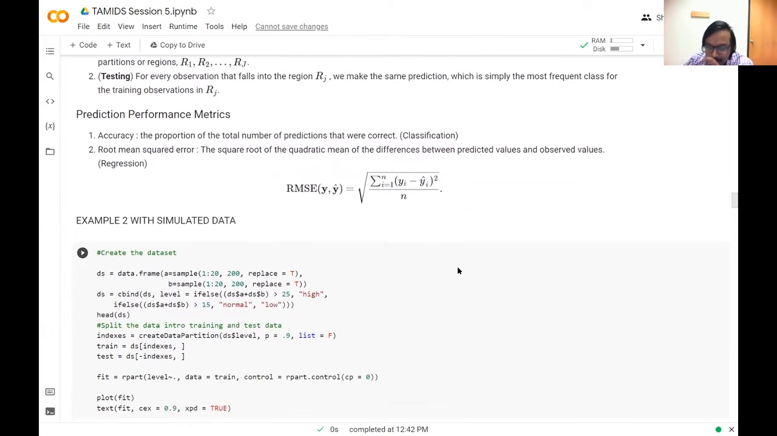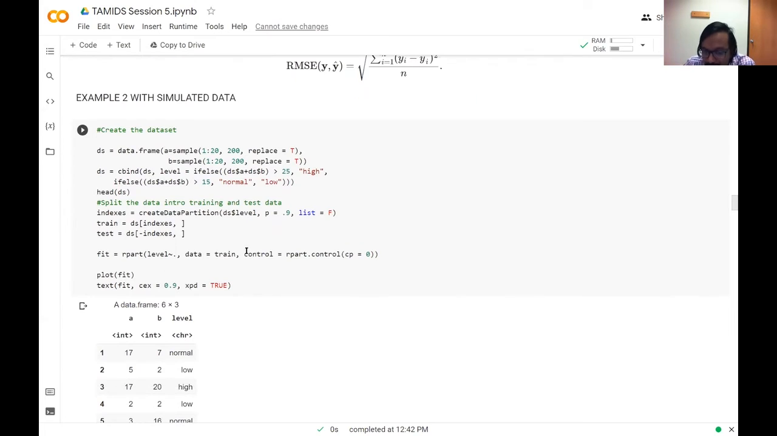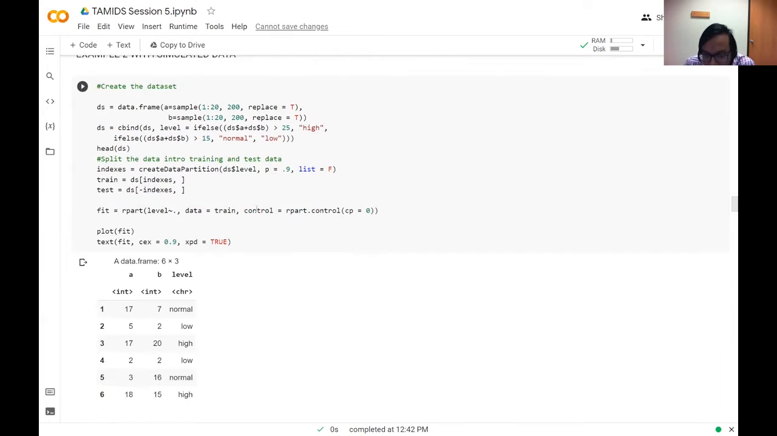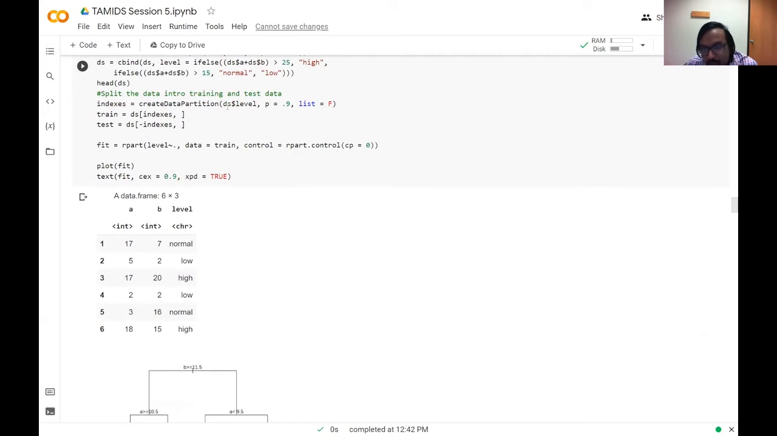Next, let us try to see if we can do a little bit of hands-on prediction based on some simulated data. I'm not going to talk in detail about how I generated the data. All I'm going to tell you is that there are two variables or predictors, A and B, and based on that, I have split the observations into three regions: high, low, and normal. I have trained a decision tree, and I have also split the data into training and testing.